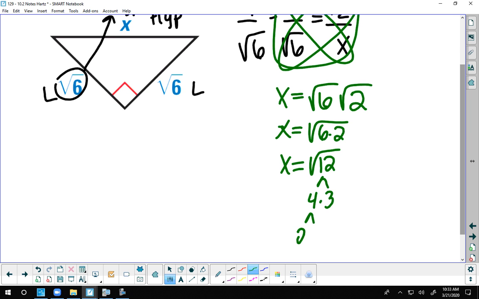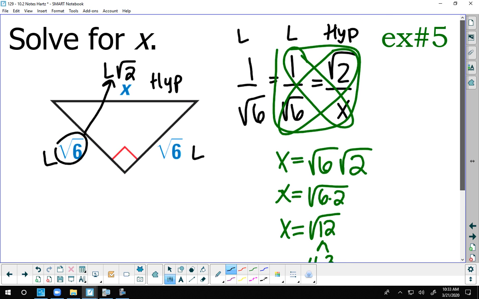4 times 3, 2 times 2. We have a couple that's going to go out to one restaurant, and then we have a single that needs to stay in. So square root of 12 simplifies to 2 square roots of 3. So that's what our hypotenuse is, 2 square root of 3. So that one was not as easy to tell without setting up our ratios.